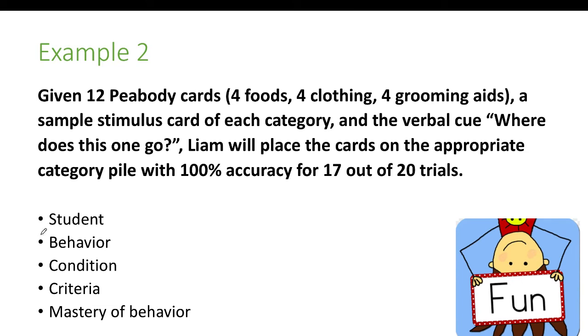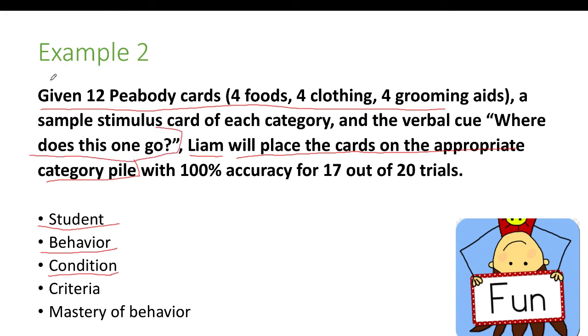Let's take a look at our second example. Student is here, Liam. Behavior, will place the card on the appropriate category pile. Condition is where, when, or with what material. So it goes to here, really long, right?